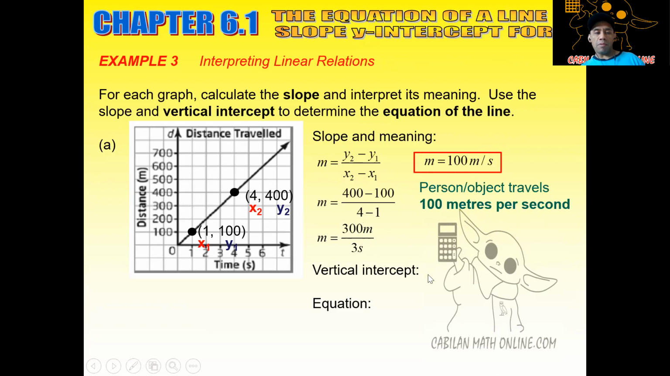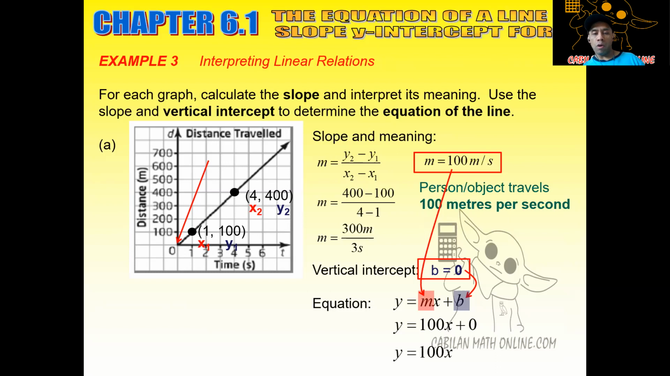Now the vertical intercept here, we just need to see where this line touches the y-axis. As you can see, it touches the y-axis at 0. So you can see this is an example of direct variation. Let's just finish this off with the equation. All I'm going to do is replace the 100 for the m, and the 0 with a b. So what we have here is an equation of y equals 100x plus 0, which you can also write down as y equals 100x.